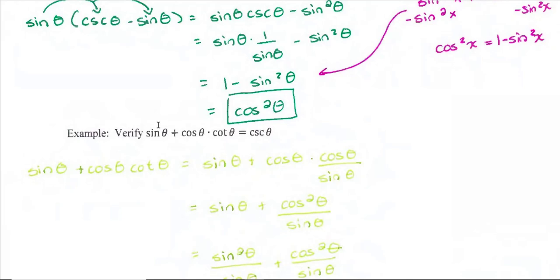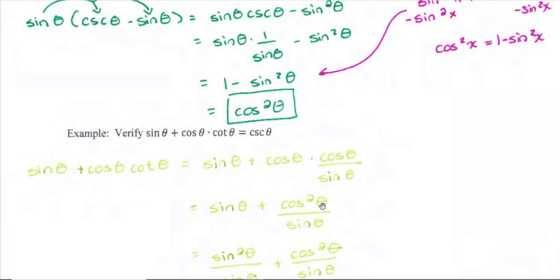So the idea is to pick the more complicated looking side, in this case the left-hand side, and simplify it just like we did up here, except we know that it should simplify to cosecant. So when I take the sine plus cosine of theta times cotangent of theta, if you're not sure what to do, what did I say? I said turn everything into sines and cosines. Well, cotangent is cosine over sine. So when I multiply this together, I have the sine of theta plus cosine squared over the sine.